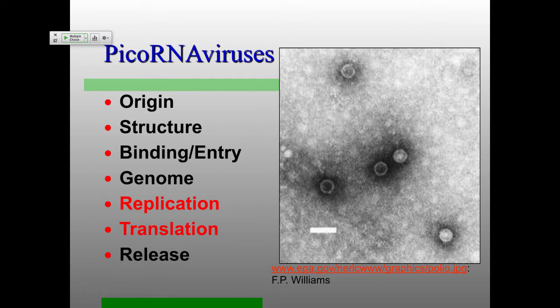The capsid protein is a beta barrel, like most of the ones we're talking about. Binding and entry, it turns out, for most of these picornaviruses is a lot more like bacteriophage than it is like your classic animal viruses: membrane fusion, endocytosis, etc. Look a little bit at the genome.